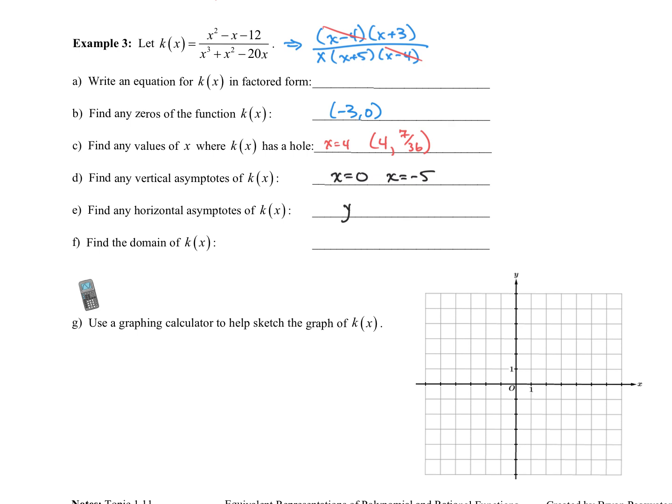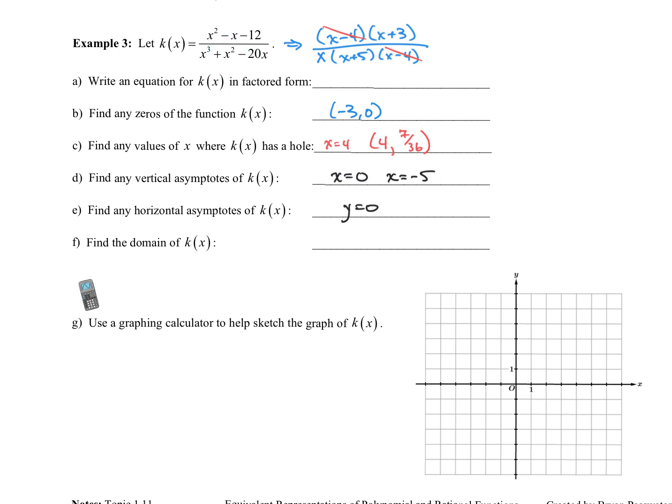All right. And how did we know it was y equals 0? Because my denominator had the higher power. If they have the same power, what do we look at? The coefficient. If it's higher on the top, do you have any? No. You could have a slant asymptote, but it's not a horizontal asymptote.